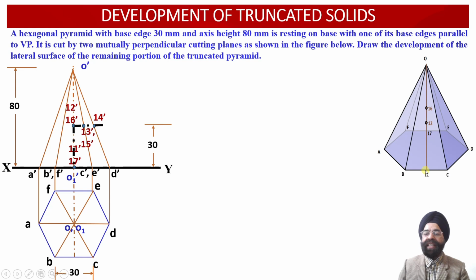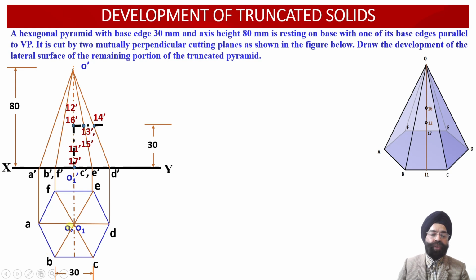Points 11 and 17 are available on the base of this hexagonal pyramid by virtue of the intersection of the vertical cutting plane with the hexagonal pyramid. So we have observed that this vertical cutting plane has intersected with the axis of the hexagonal pyramid in such a way that the height of this cutting plane happens to be 30 millimeter. So we will be evaluating these points 12 dash and 16 dash later on. First of all, we have to evaluate the points 11 dash and 17 dash over here.